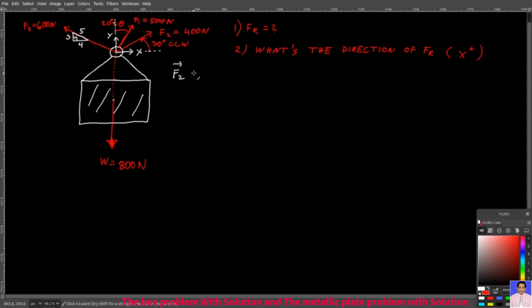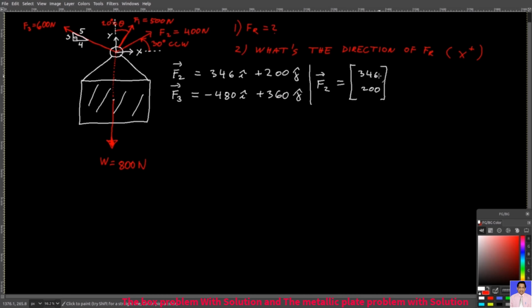For example, f2 vector equals 346i plus 200j, and then f3 vector equals minus 480i plus 360j, but you can also represent them like this. f2 vector equals, and then you have this column here. Here you have 346, that's the i component, and here you have 200, that's the j component. And then f3 vector equals minus 480 for the i component and 360 for the j component.